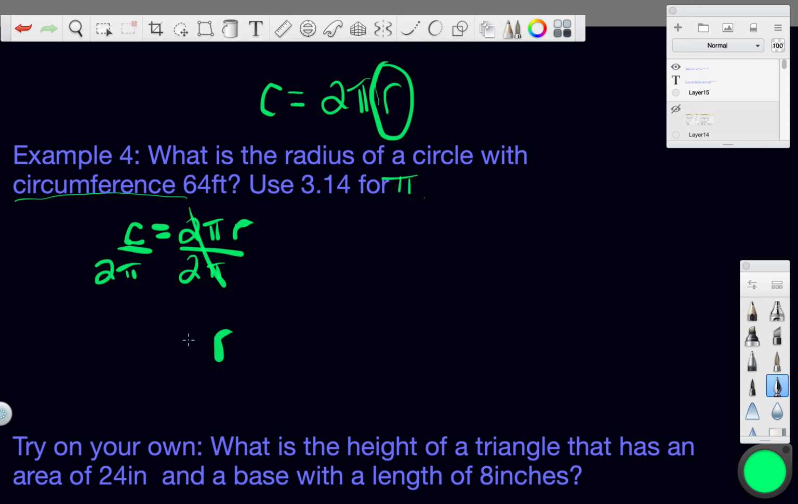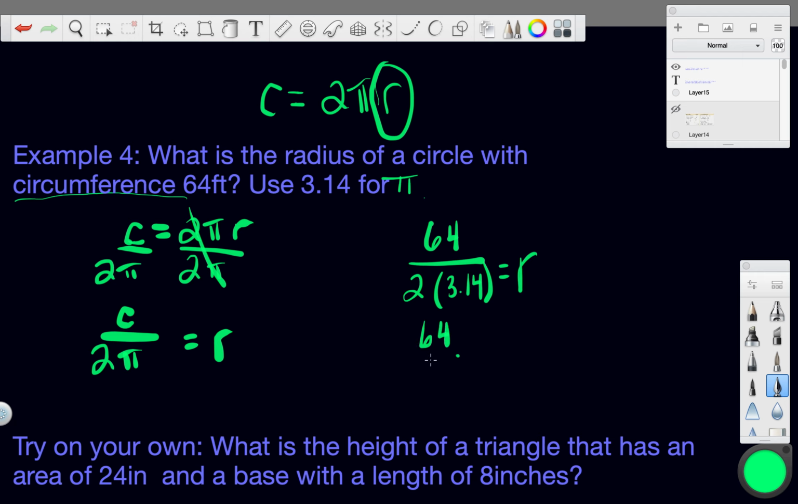So I know that whatever my radius is, it equals my circumference divided by 2 pi. Now I'm going to look back in my problem. Again, I want to know the radius, but I have the circumference. It's telling me I know the circumference is 64. So I'm going to plug in. So my circumference is 64 over 2 pi, and it's telling me to use 3.14 for pi, and that's going to equal r. Okay? So when I plug this into my calculator, I'm going to get 64 divided by 6.28, and that's going to equal roughly 10.2. And what are my units? Feet.